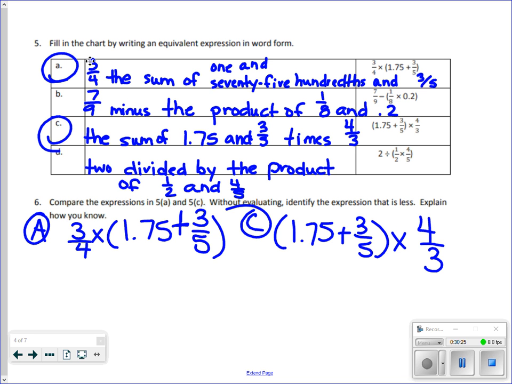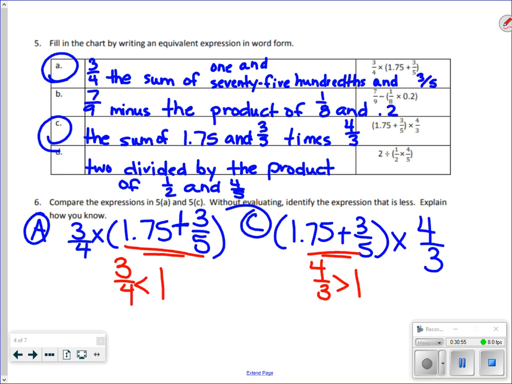A is going to be less because 4/3 is greater than 1 and 3/4 is less than 1. Because 3/4 is less than 1, this product gets smaller. Because 4/3 is greater than 1, this product is going to get bigger.